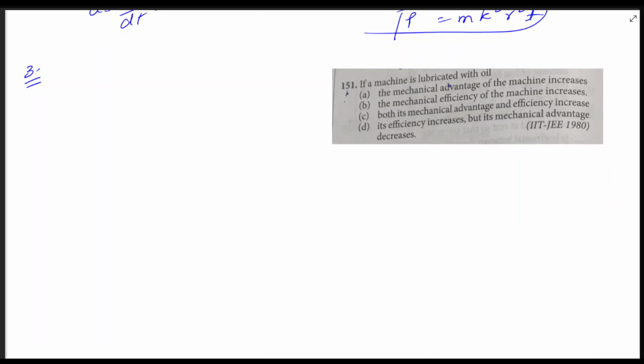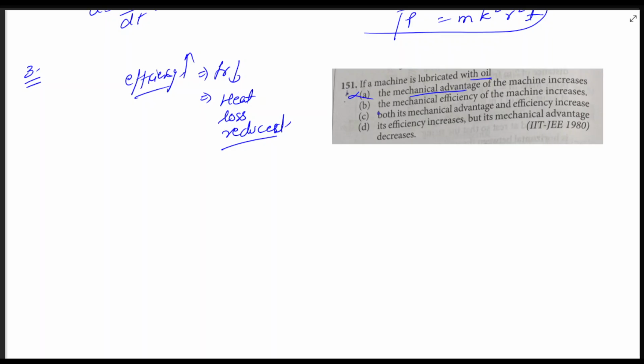So if a machine is lubricated with oil, what happens when you lubricate it with the oil? Yes, efficiency increases, right? Because friction decreases, so the heat loss is reduced. So mechanical advantage won't be there. Mechanical efficiency increases, right? Efficiency increases, but is it mechanical advantage? No.